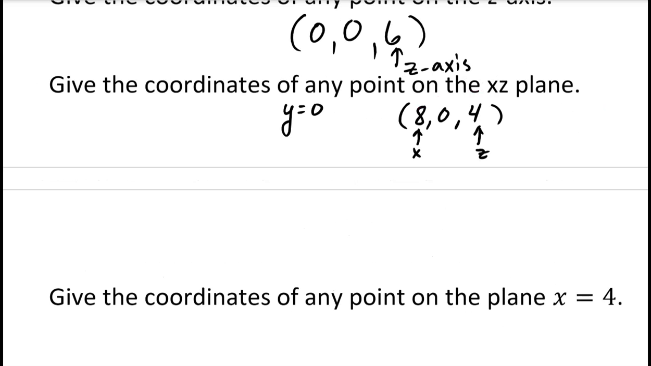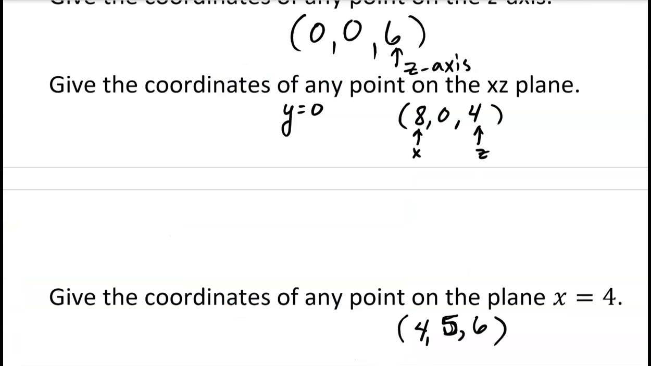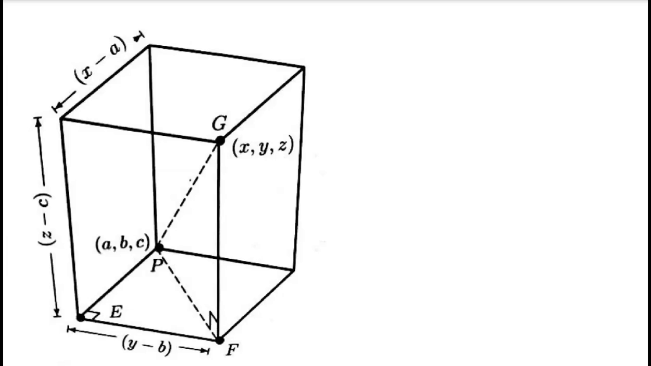Give the coordinates of any point on the plane x is equal to 4. So this is not on the YZ plane. Instead, it's going to be 4 units in front of that plane, and it's parallel to that YZ plane. So any point on this will have an x coordinate of 4. So I chose 4, 5, 6, but you could have easily chosen 4, 8, negative 2, or 4, 12, 0.